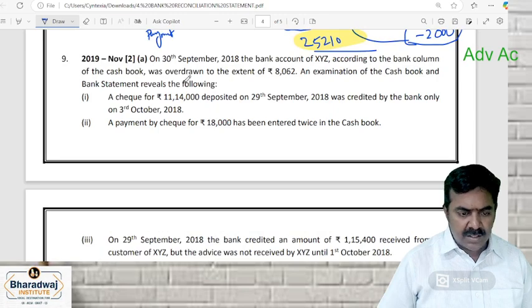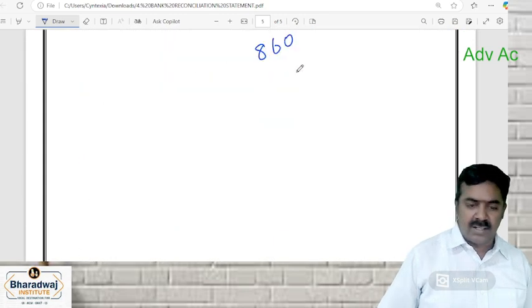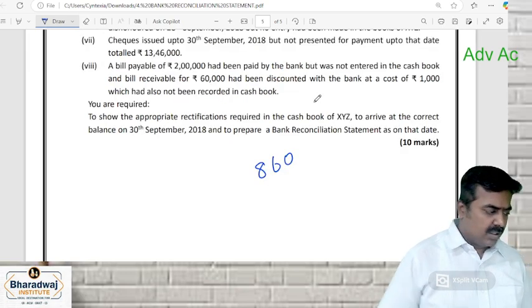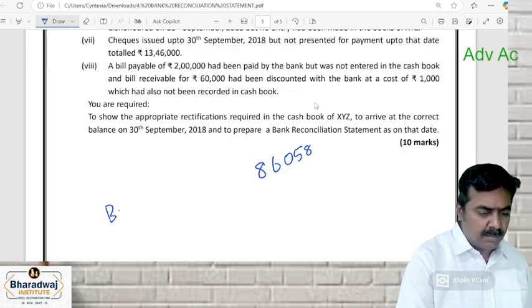What is given? Balance as per cash book OD dane. Balance as per cash book 86,058. This will give us balance as per passbook. Balance as per which one? Passbook.